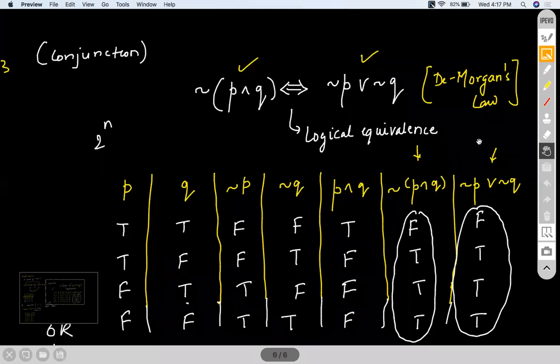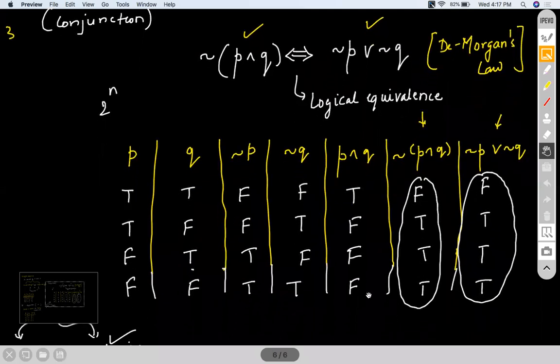One second, sir, let me copy this. I'm looking at you. I'll take a screenshot. Yeah, please. Done, sir.